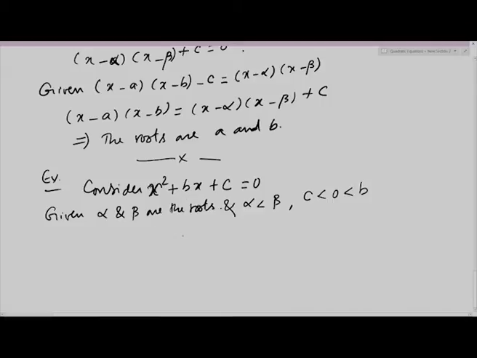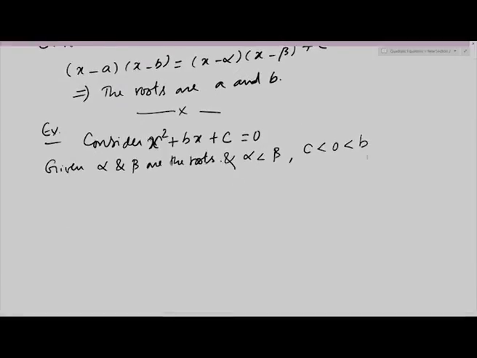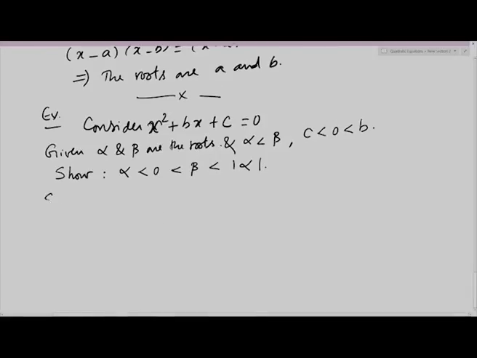Alpha and beta are the roots, where alpha is less than beta and c is less than 0 less than b. Then the question is this: show that alpha is less than 0 less than beta less than mod alpha. Okay. So, how do you proceed? The solution.